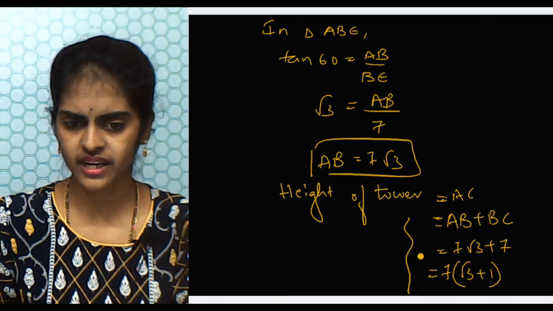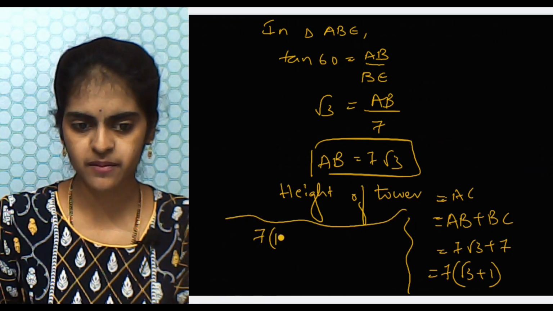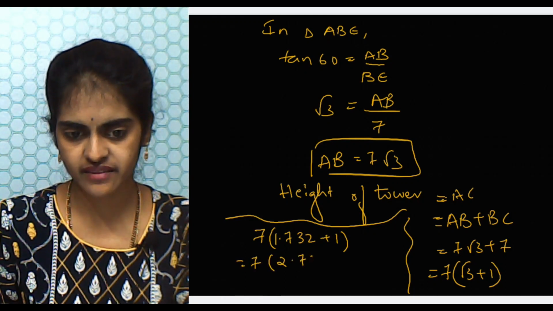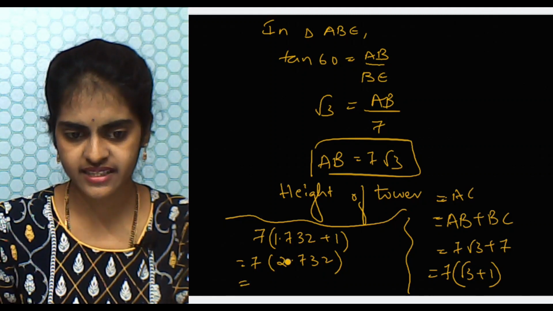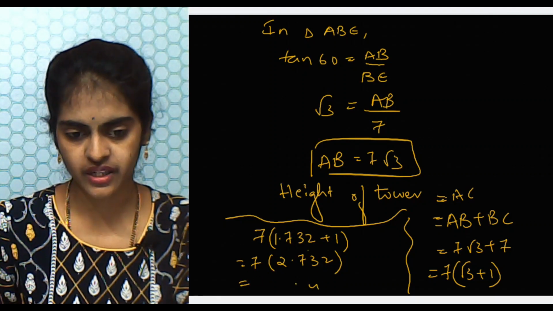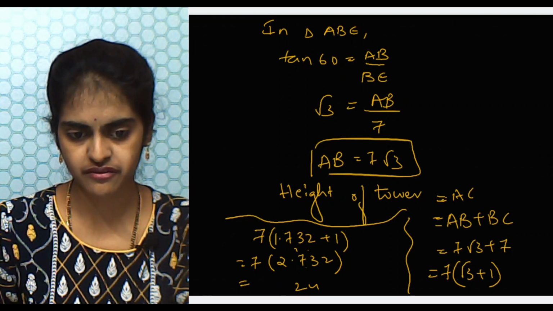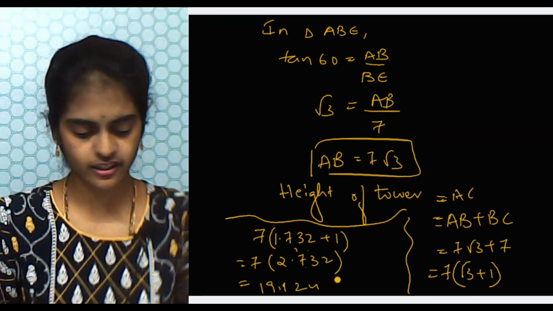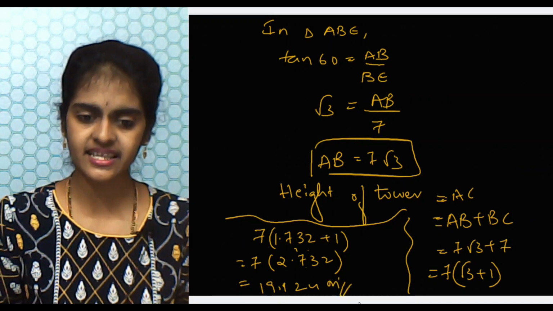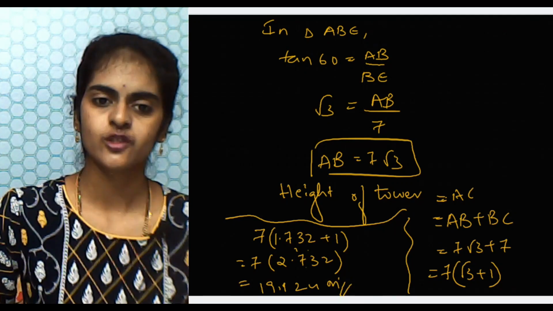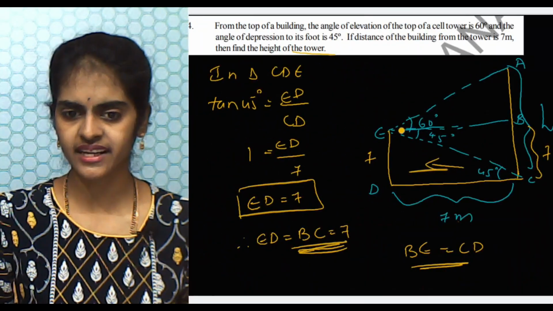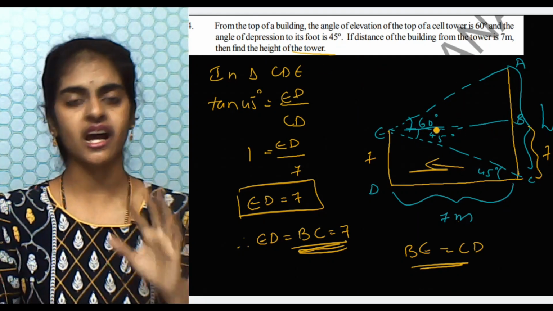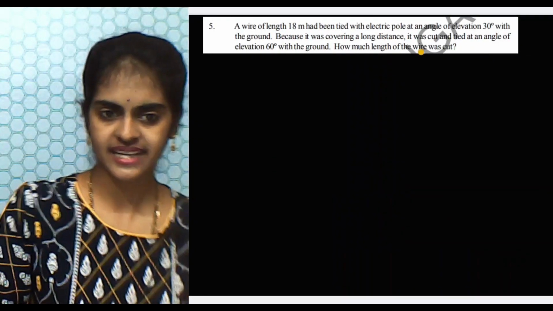Similar to the previous problem, you can substitute 7 multiplied by 1.732 plus 1. So this is 7 multiplied by 2.732. Multiplying this, you will get 7 2s are 14, 7 3s are 21 plus 1 is 22, 49 plus 2 is 51, and 14 plus 5 is 19. So 19.124 meters is the height of the tower. Clear? So simple, we are taking two triangles, one triangle and the other triangle. If you are able to interpret the question and draw the figure, half of your work is done. Let us move on to the next one now.